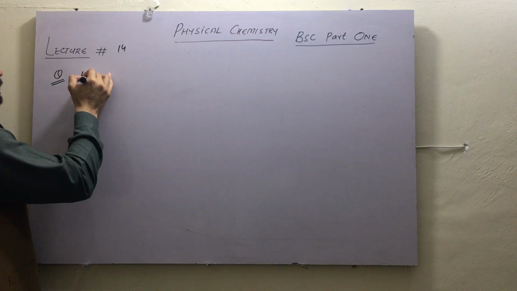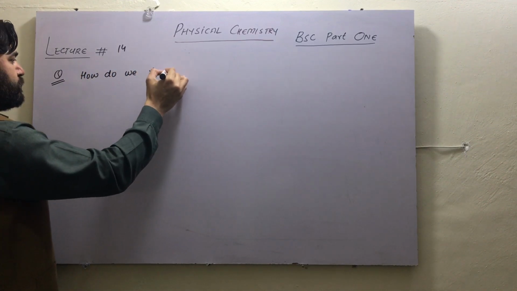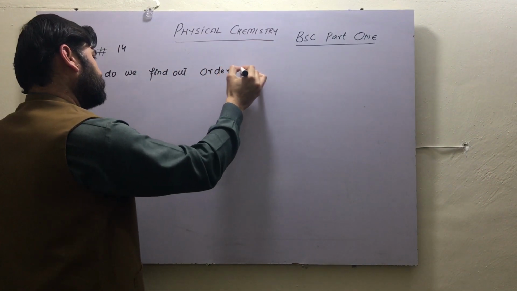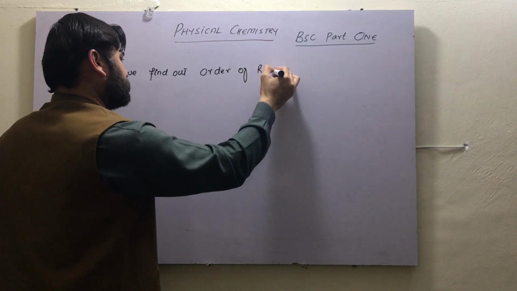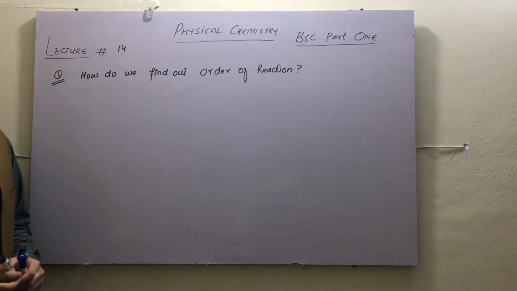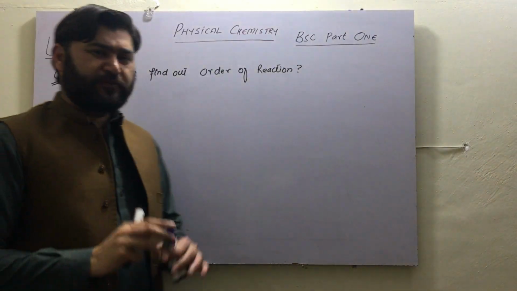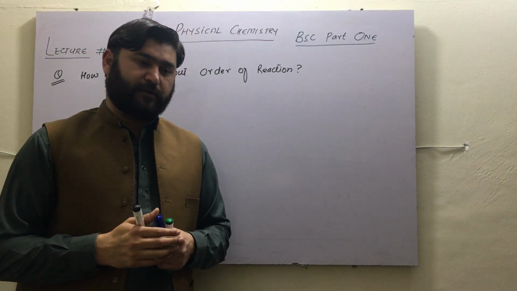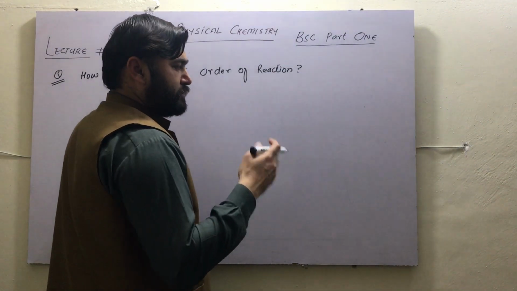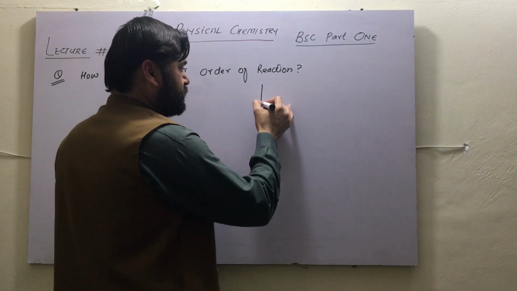What is the question? How do we find out the order of reaction? This is the most important question. There are different ways to find out the order of reaction, but in my point of view, I have made 3 important points for finding out the order of reaction. So what are these 3 steps?